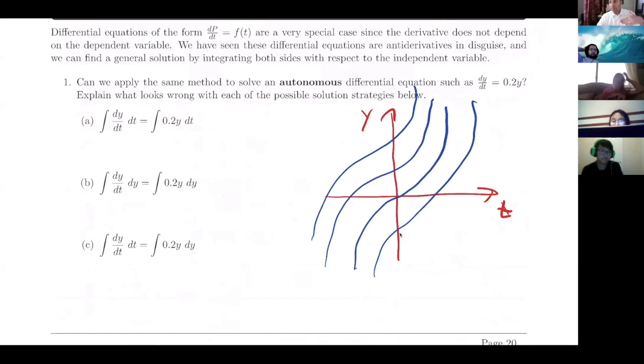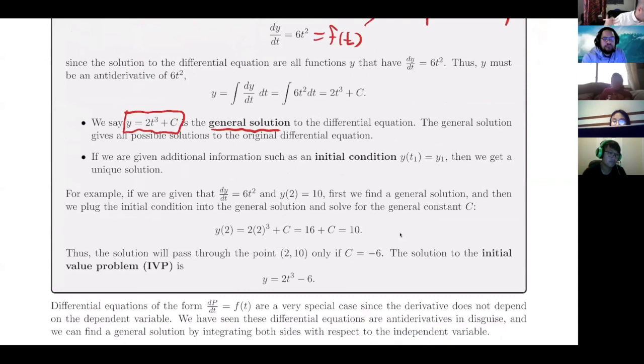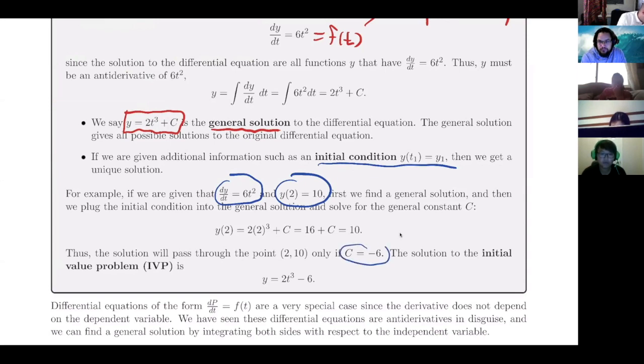Notice they all have the same slope generally. We just shifted them up and down. And sometimes, in addition to that, you're given an initial condition. So for example, if in addition to this differential equation, we had some initial value given that at time 2, y was equal to 10, then we could go ahead and plug this initial condition into the solution for the differential equation, the general solution, and solve for the value of c.